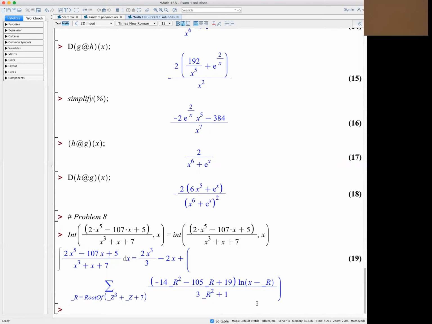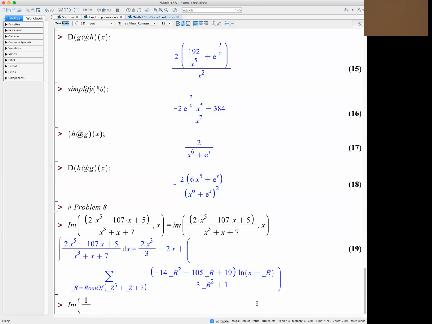The second is an integral which looks like an arctangent. We're integrating 1 over 4 plus 49 times x squared.